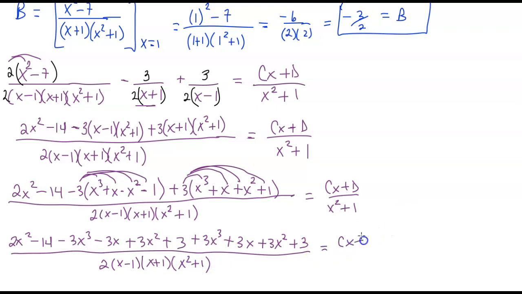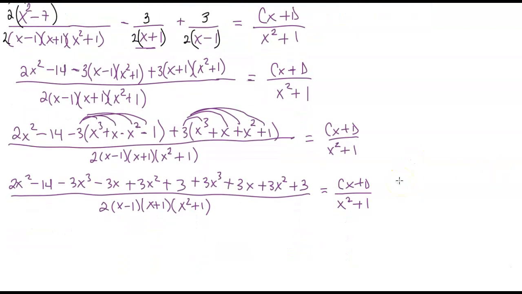And then we have cx plus d is equal to x squared plus 1. All right, so now that we have all this multiplied out in the numerator, on the left side, we can now see what is going to cancel. So I can see now I have this minus 3x cubed and positive 3x cubed. That cancels. I also have a negative 3x and a positive 3x. And so I look, and it doesn't look like anything else cancels, but now I can combine like terms.